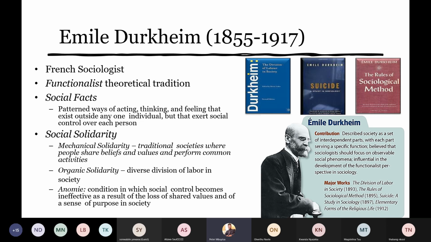There's a book on mechanical solidarity, which he defined as traditional societies where people share beliefs and values and form common activities. And he said we also have an organic society that involves diverse divisions of labor in society. And we talked about anomie, which is a condition in which social control becomes ineffective as a result of the loss of shared values and a sense of purpose in society.